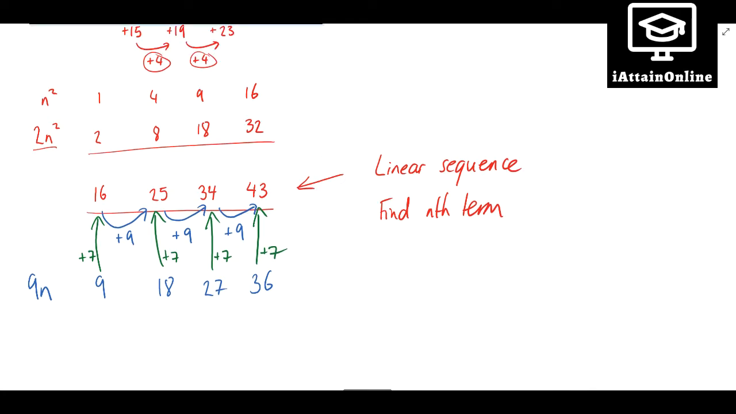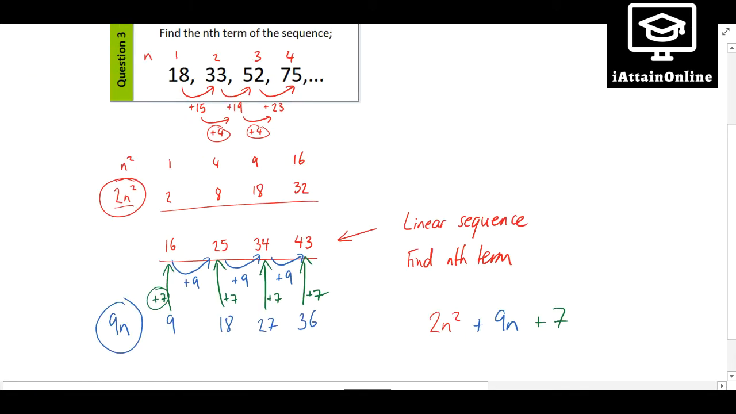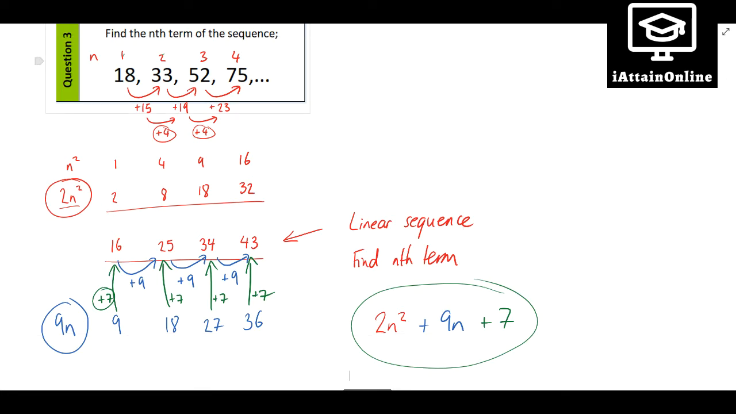Therefore, if I colour code this bit, my sequence is going to be 2n squared plus 9n plus 7. And once again, you could always check it in an exam. Take one of these values, either 1, 2, 3 or 4, substitute it into here and see if the correct term comes out. Okay, last example.